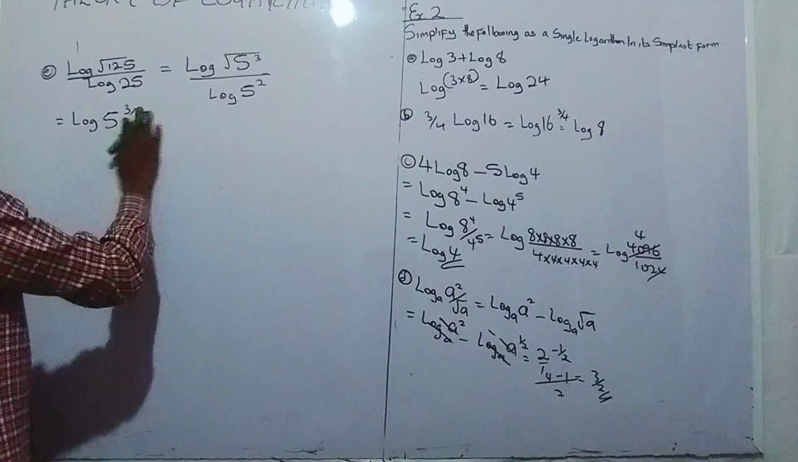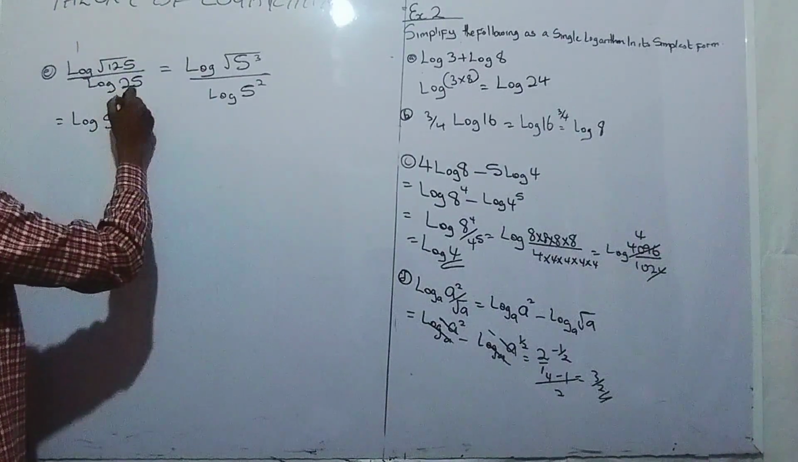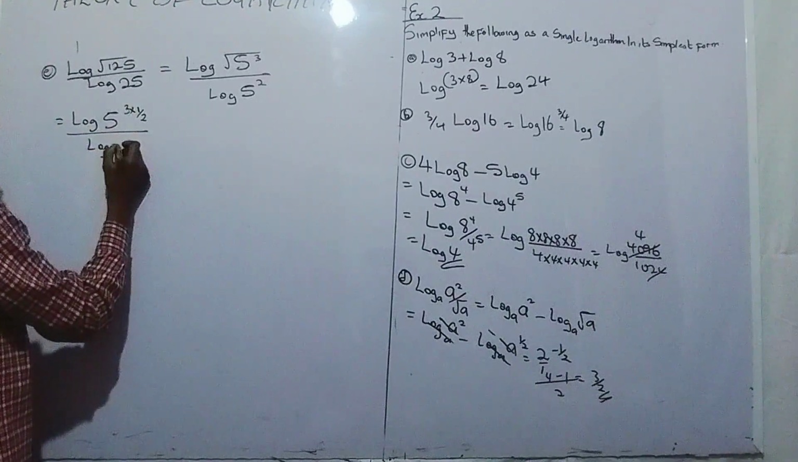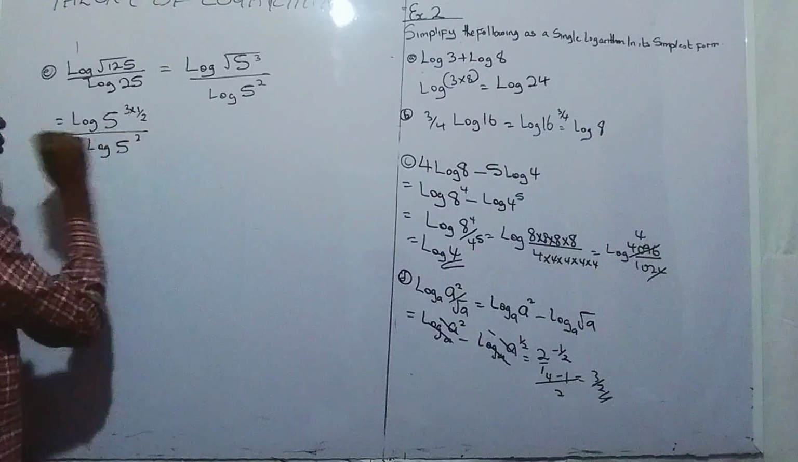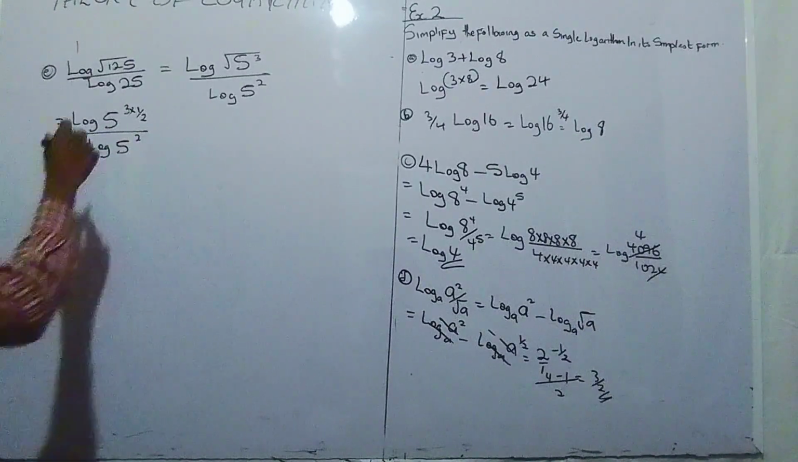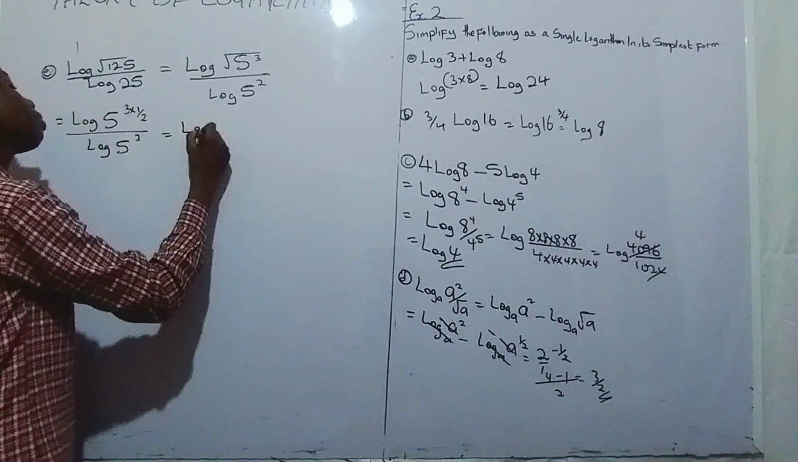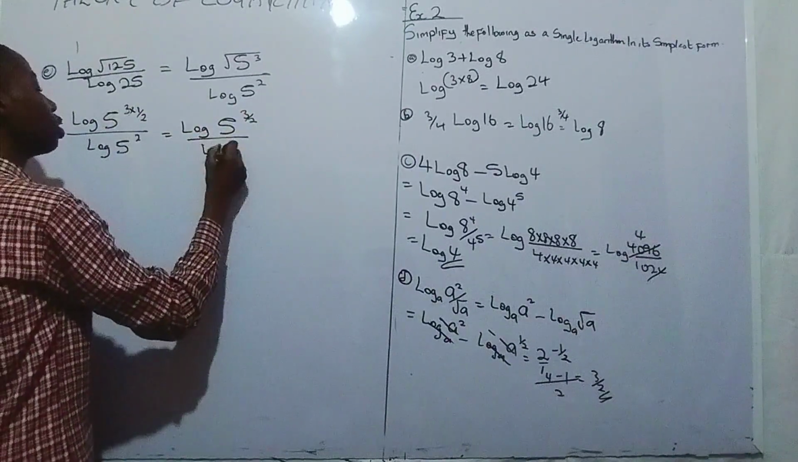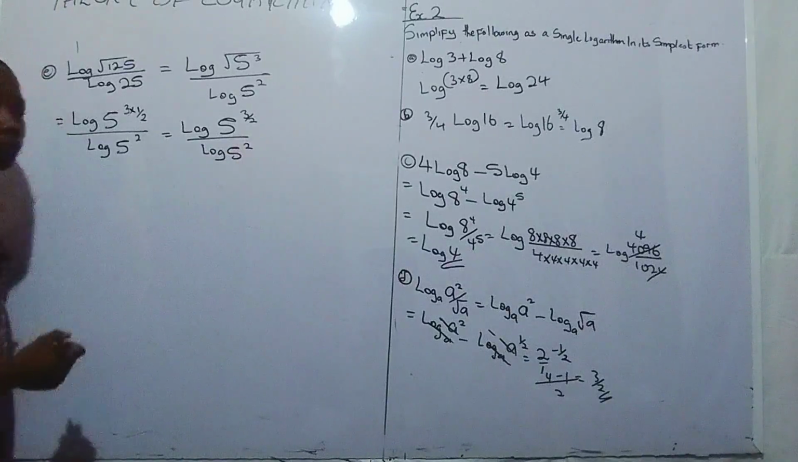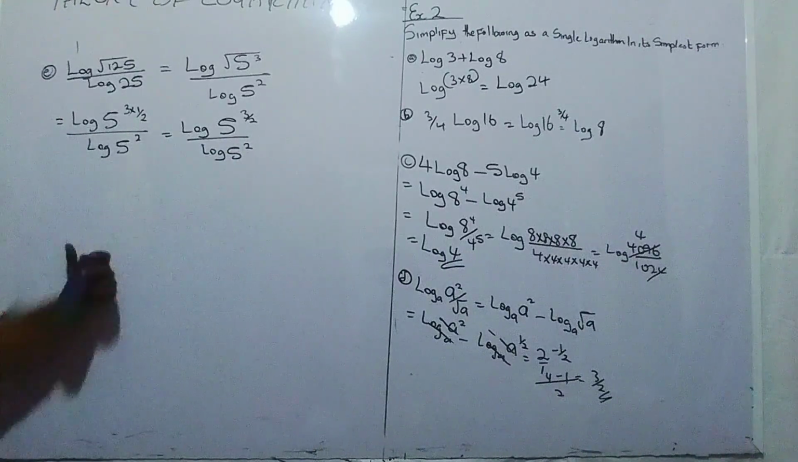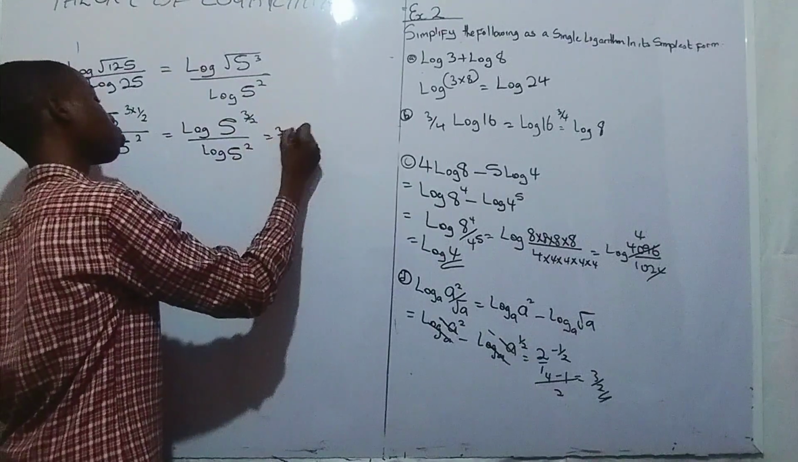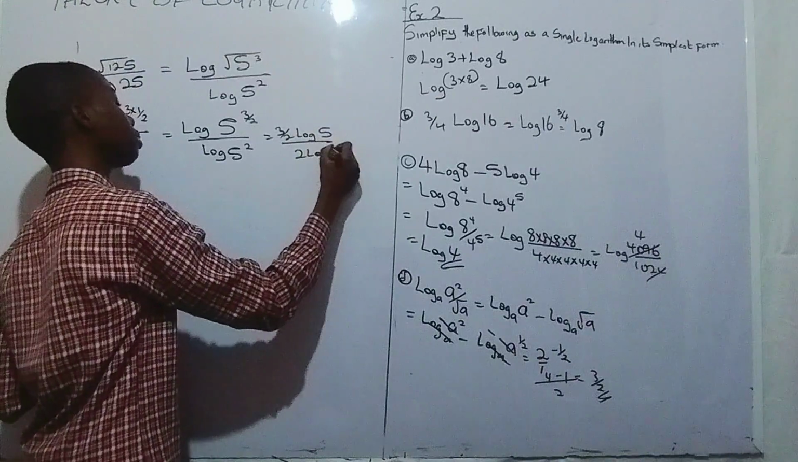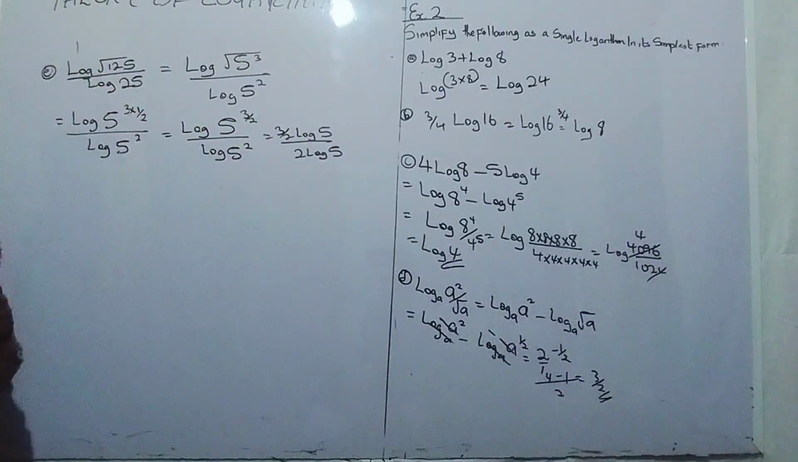Alright? So meaning that power half, it multiplies this 3, all over log 5 raised to the power 2. These are the powers. So we have log 5 raised to the power 3 times half, 3 and a half, that is 3 over 2, over log 5 squared. Once the powers move to the front, we have 3 over 2 log 5 over 2 log 5. Following the third law, I've explained that.